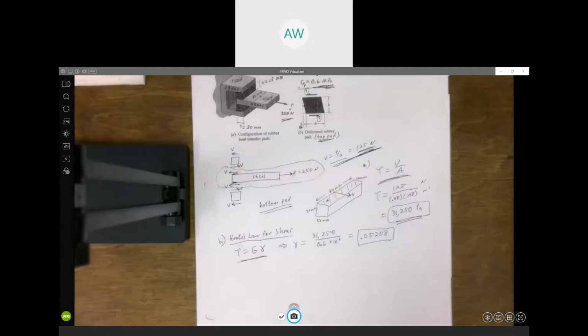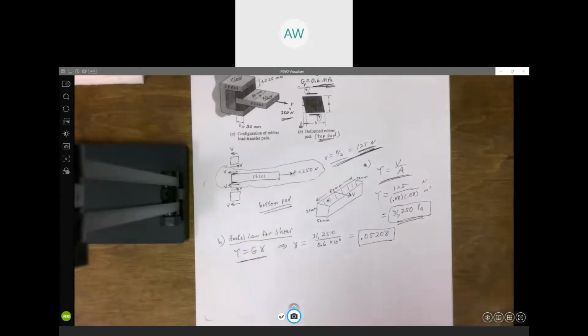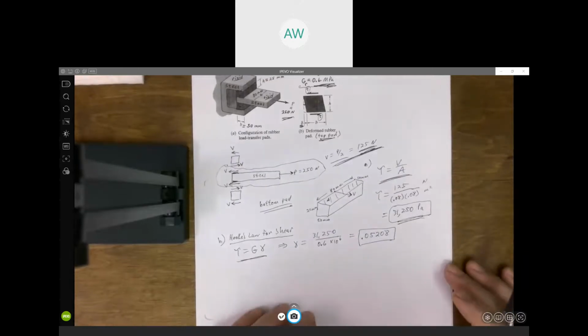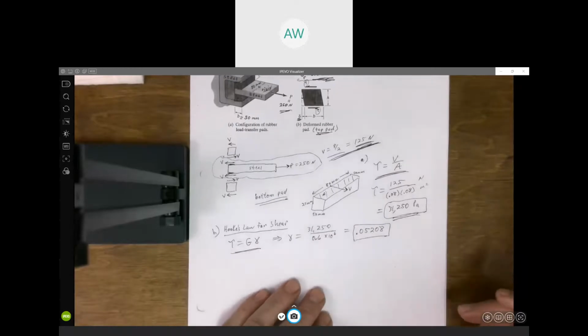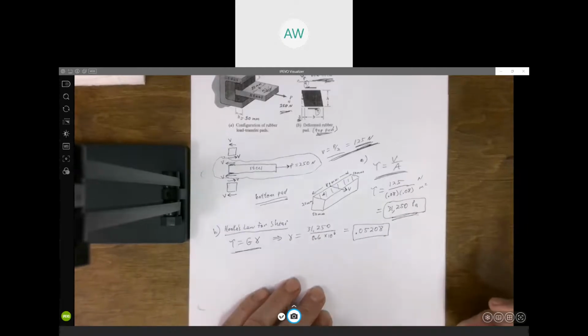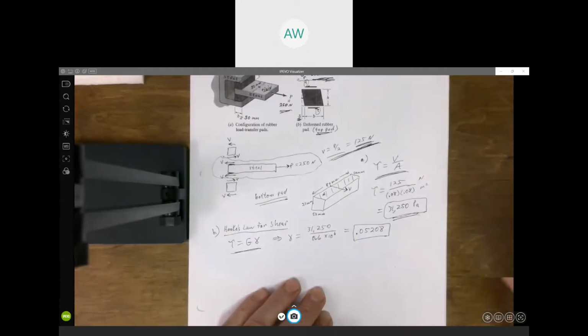And remember, that's an angle. If you want to write radians, that's fine. If you don't want to write radians, that's okay too, because radians is a real number. It's dimensionless, so if you want to just leave it as a number, that's fine. So that's the quickest, easiest way to get the shear strain, by using Hooke's law for shear. Any questions how we got that?